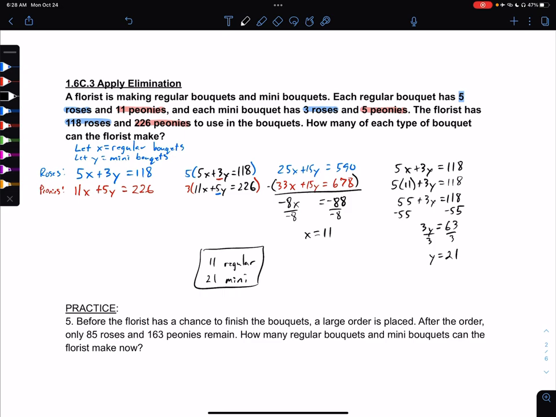So hopefully you're okay with actually solving the system. Again, you might have had some trouble setting that system up, but solving the system using equivalent equations should be something you're getting the hang of by now. That's it for this one.